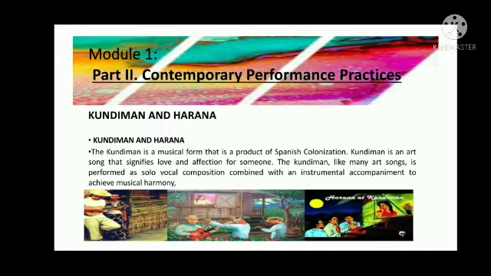Scholars and historians believe that the kundiman originated from the Visayas in the Philippines. A type of love song known as kundiman has existed since the early 19th century. But in the early 20th century, kundiman had developed into art song. The term kundiman comes from the Tagalog phrase kung hindi man, or if it were not so.